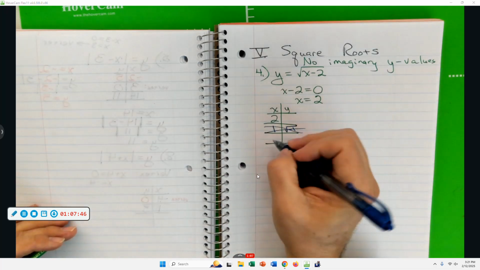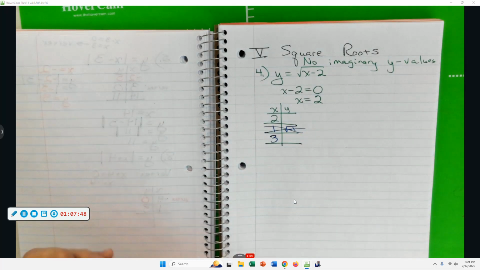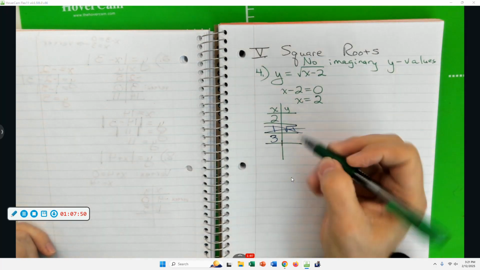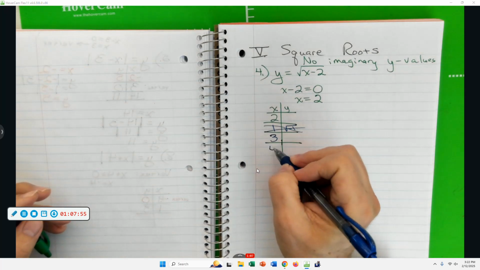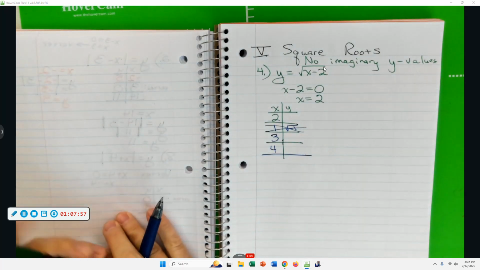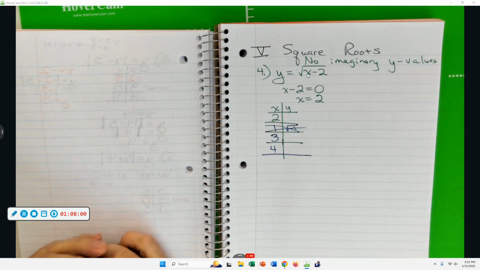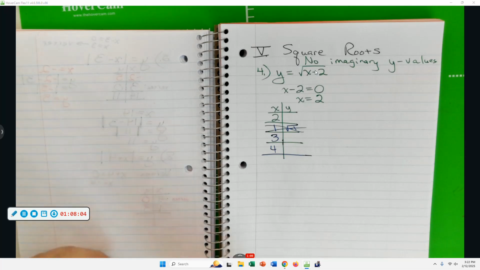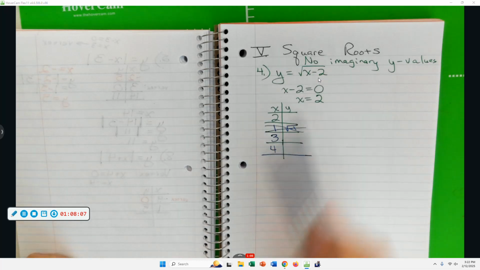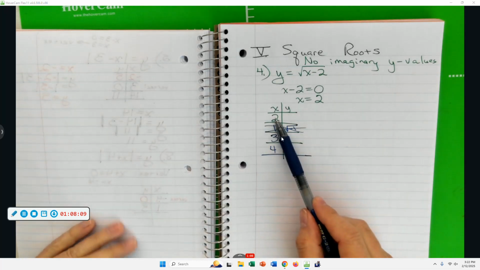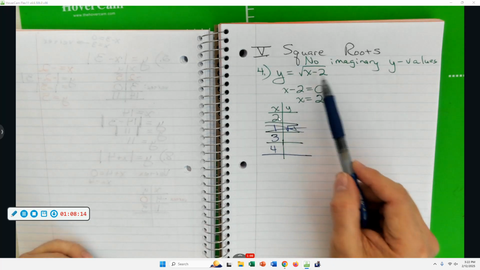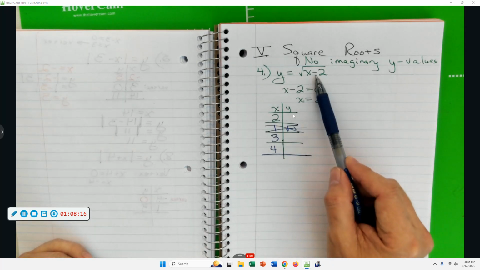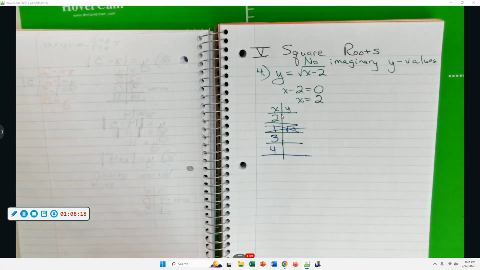That means you better choose numbers bigger than 2. We could use 3. We could use 4. How do you know you can use them? Well, 3 minus 2 is a positive 1. 4 minus 2 is a positive 2. Well, what are we going to get when we plug in 2? Let's finish off this first ordered pair. 2 minus 2 is 0. The square root of 0 is 0.